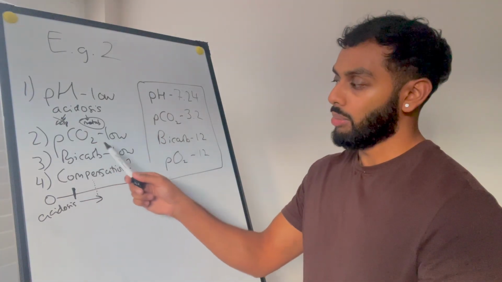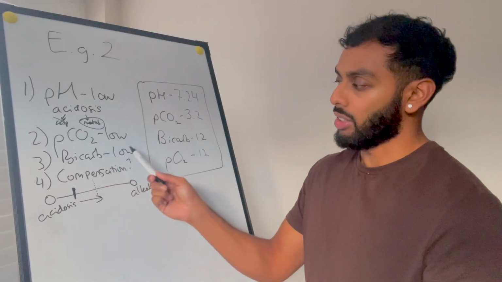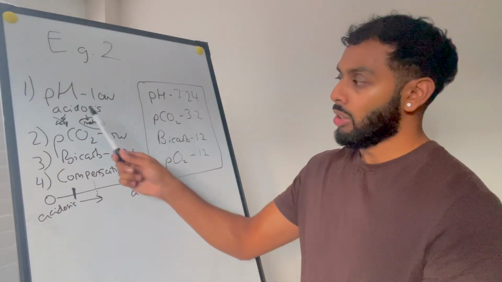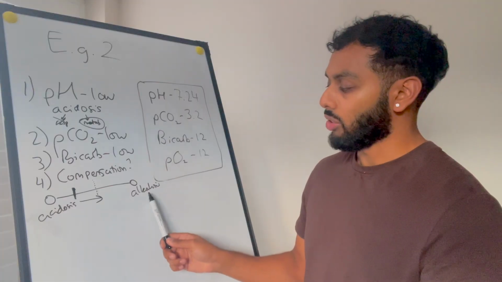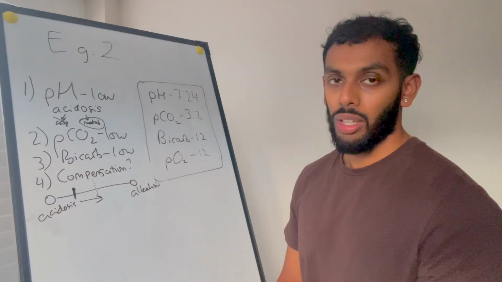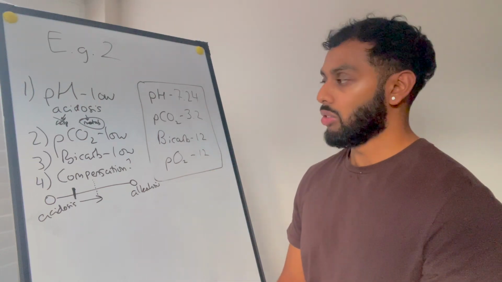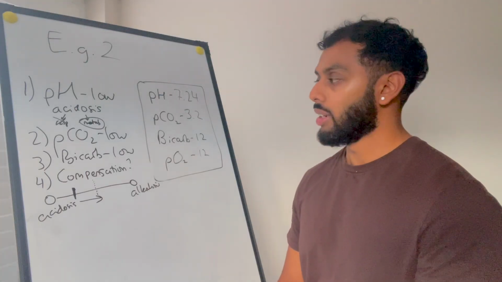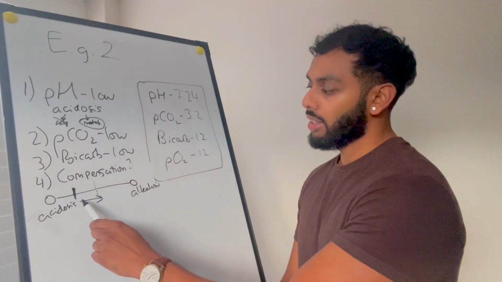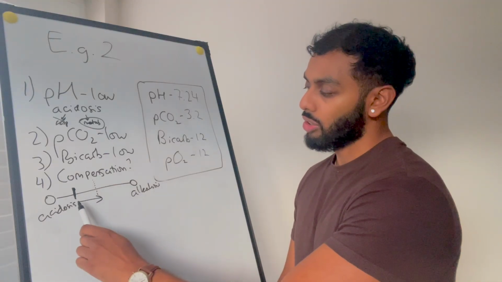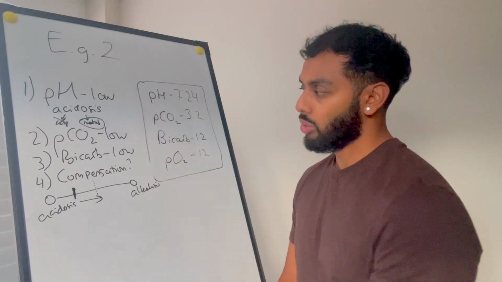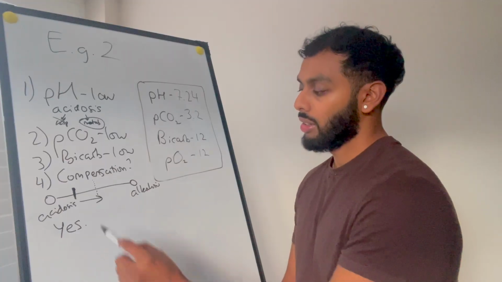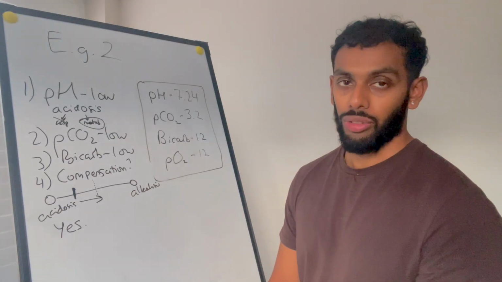So the primary problem is metabolic, so the way that the body can compensate is through the other system, which is the respiratory system. So if you want to create an alkalotic environment in the respiratory system, you need to reduce the CO2 levels. And that is what's happened. That is why the PCO2 is low, because it is trying to create an alkalotic environment to shift the pH from acidosis to normal. So is there compensation? Yes. There is respiratory compensation.